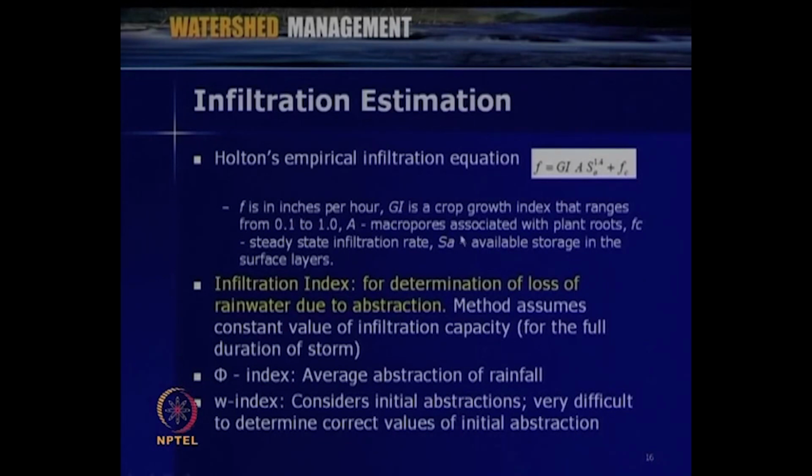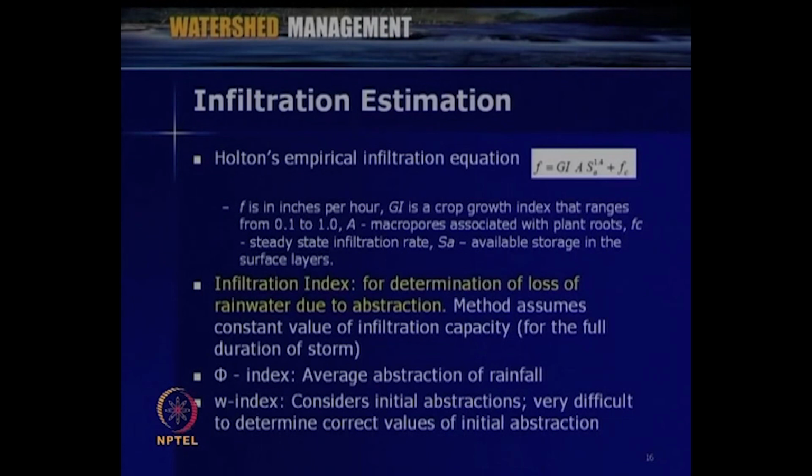A is the macro pores associated with the plant roots, Fc is the steady state infiltration rate, and Si is the available storage in the surface layers. So, like this various equations are available. Depending upon the data availability and depending upon the soil nature and other conditions, we can choose a particular equation to estimate the infiltration.